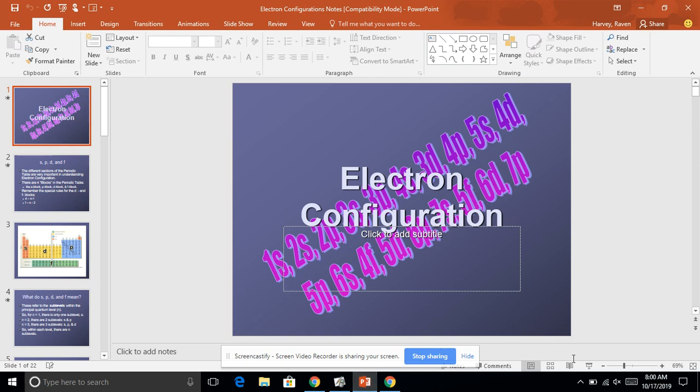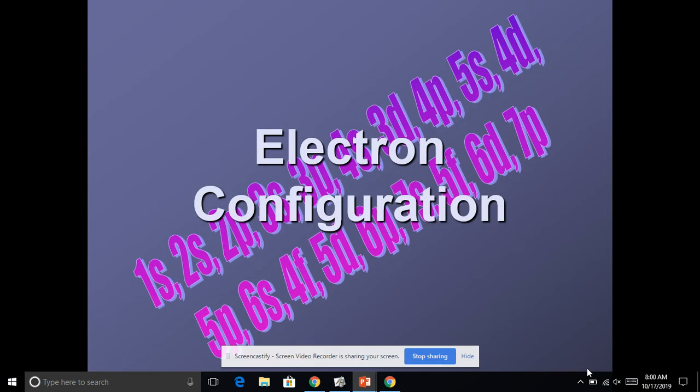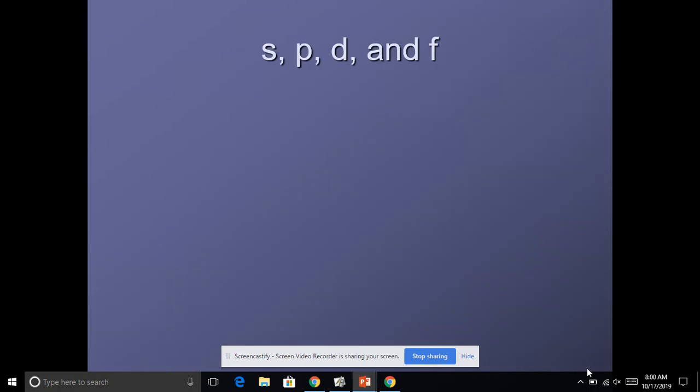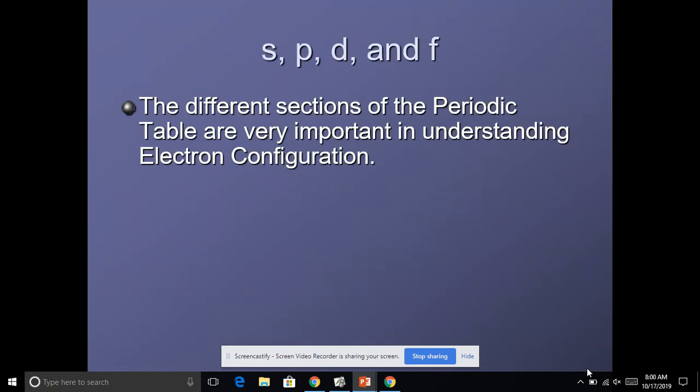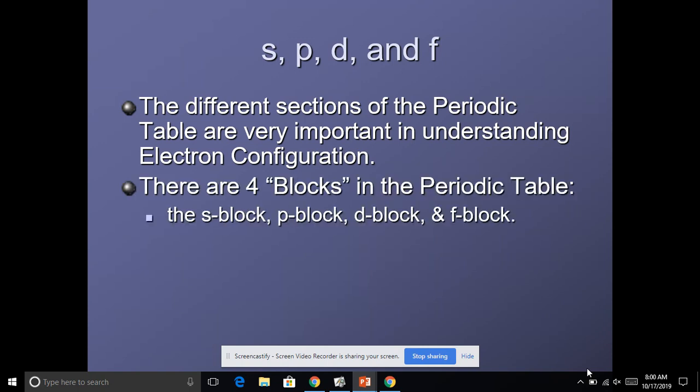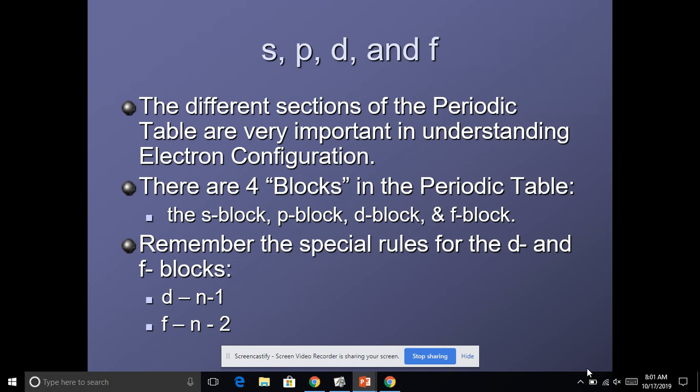All right, so these are your electron configuration notes. We have different orbitals, and they're across the sections of the periodic table. They're very important in understanding how we do electron configuration. They are the S, P, D, and F blocks on the periodic table. There are special rules for the D and the F blocks, and we'll get to that later in the PowerPoint. The D block has N-1 and the F block has N-2. And again, we'll touch on that later in the PowerPoint.